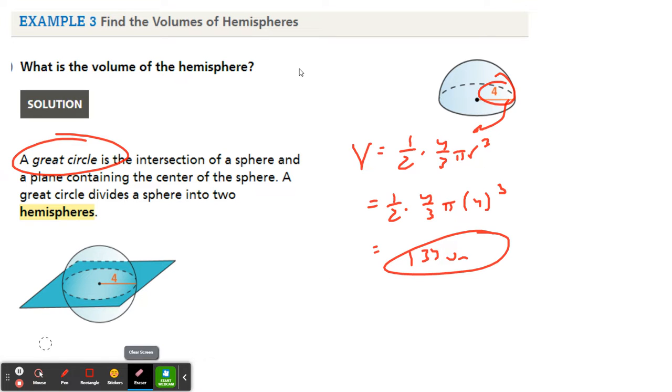I'm back on the last example. Units cubed, it's volume. 134.